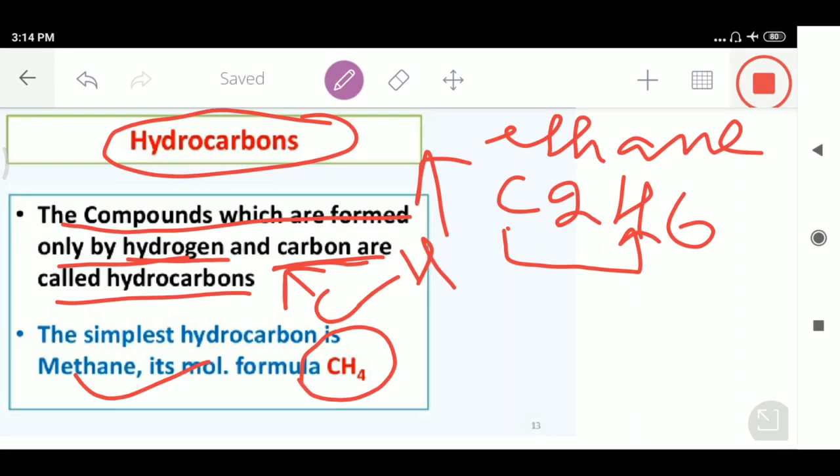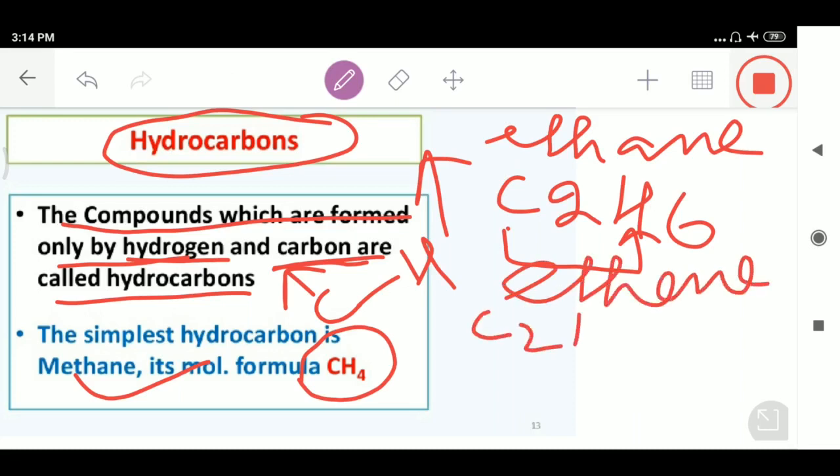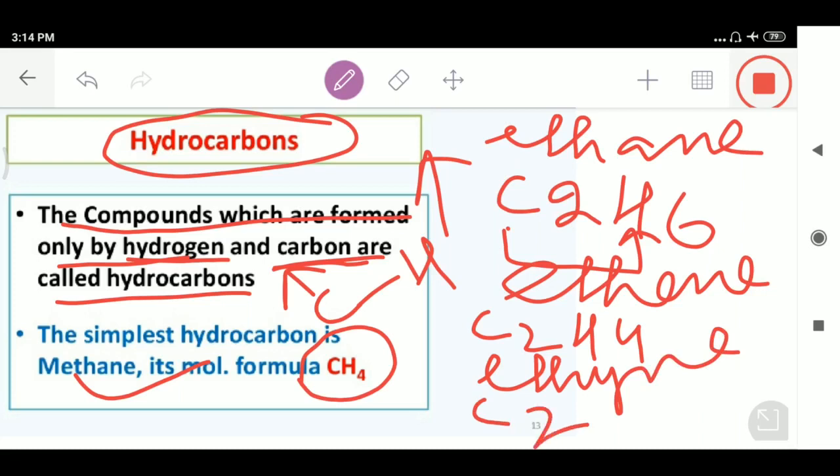Let me quote more examples. That's ethene, C2H4, and ethyne, C2H2. They all are hydrocarbons because they are made up of only 2 elements, one element is carbon and another is hydrogen. So these hydrocarbons are the compounds made up of hydrogen and carbon only.